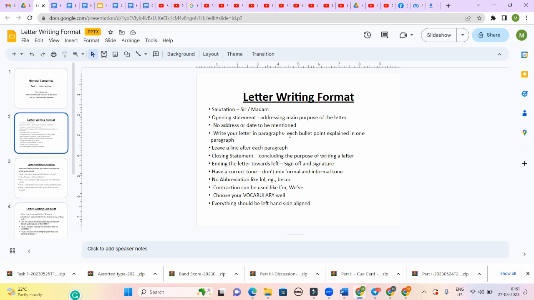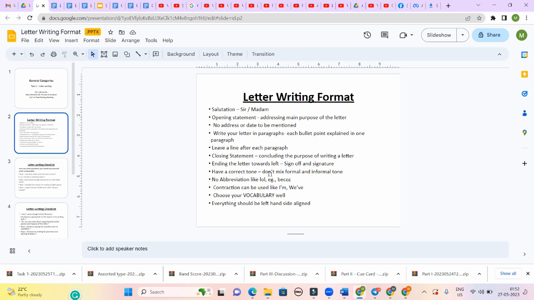Write the letter in paragraphs, each bullet point explained in one paragraph. Whatever bullet points are given in the question, usually three, should come in three paragraphs. Leave a line after each paragraph. Then a closing statement, concluding the purpose of writing the letter. Opening statement should be there and closing statement should be there. End the letter towards the left with a sign off and signature.